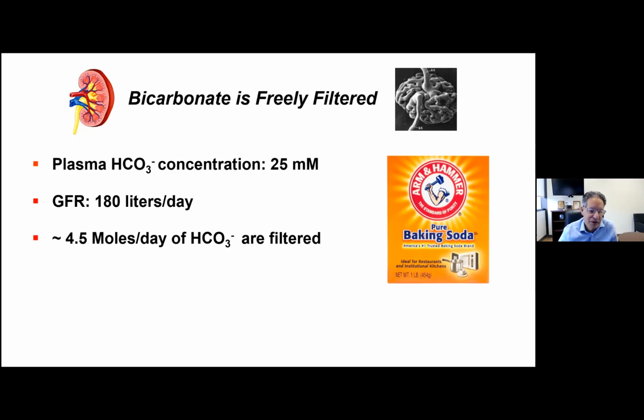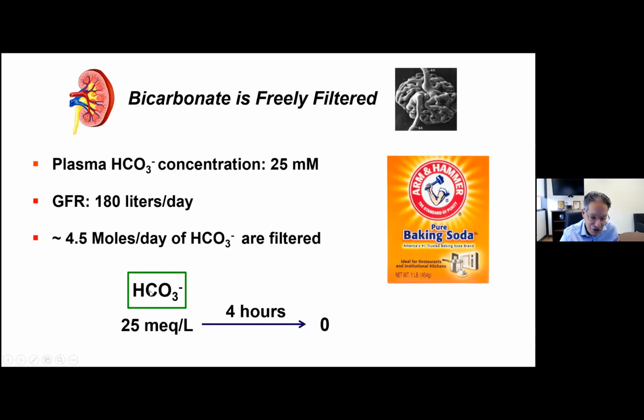With a GFR, let's say, of 180 liters a day, that might be a little on the high side, but let's just say that's true. With 25 millimoles coming in each liter of fluid coming through the glomeruli, that works out to about 4.5 moles a day of bicarbonate coming through all our glomeruli, which is roughly the amount of bicarbonate in a box of Arm & Hammer baking soda that we're all familiar with. So this is how much bicarbonate comes through our glomeruli in a day.